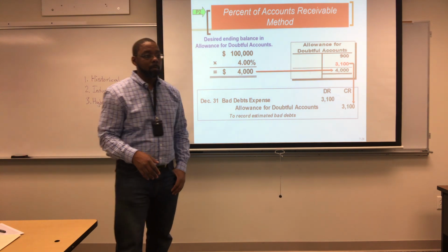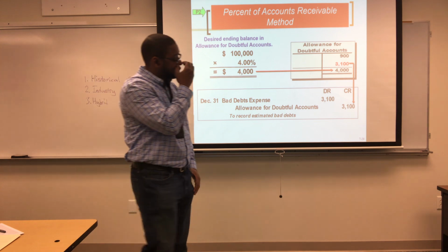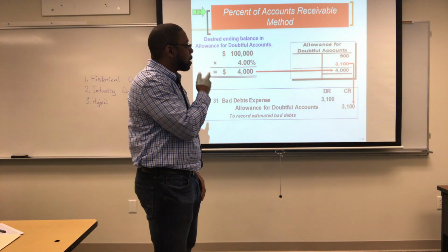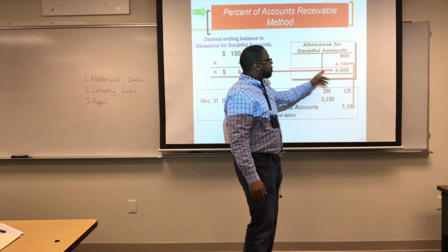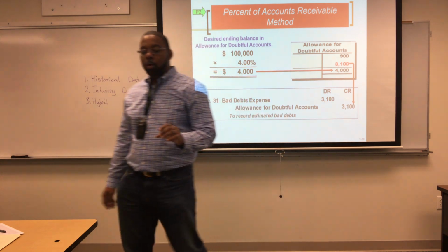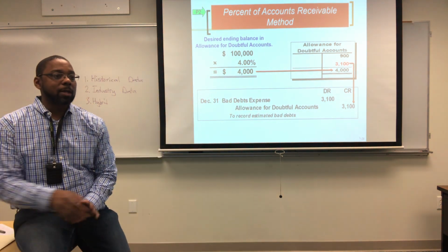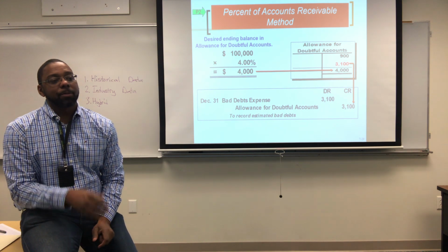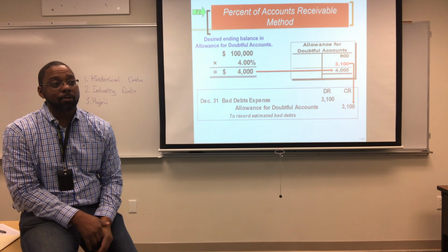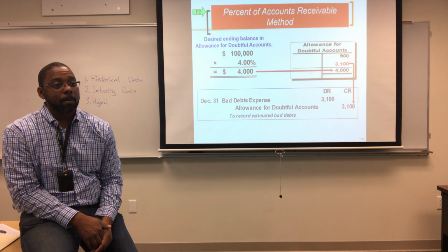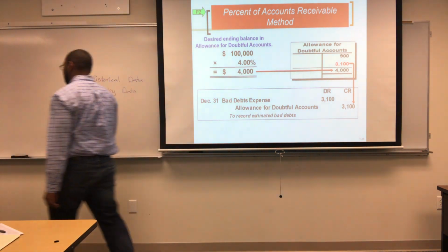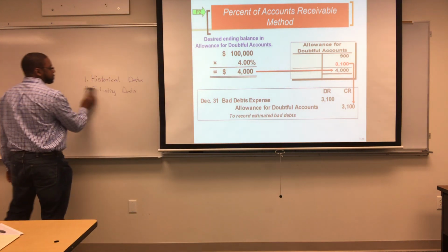Can you please explain why you put it as ending balance and not the regular allowance? What they're doing here in accounts receivable, they're saying what we want to carry every year is $4,000. In percent of sales, they're just saying, hey, we're going to set aside $4,000. We don't care. Everybody with me?